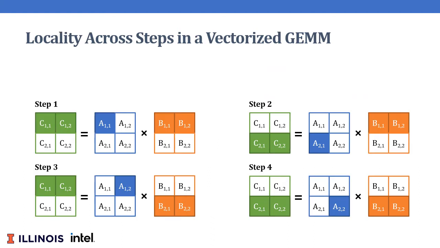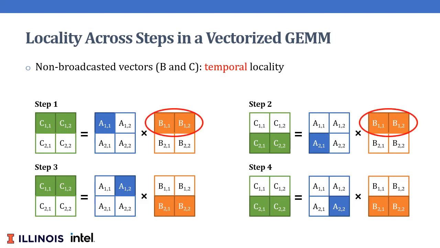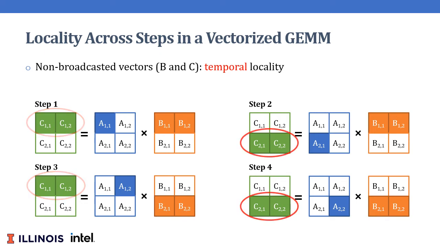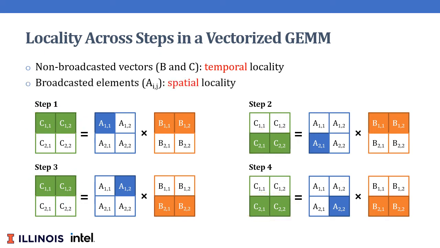We observe different types of locality across steps in the example. First, the non-broadcasted vectors from B and C have temporal locality. As shown, the same vector is being used in different steps. Second, the broadcasted A elements have spatial locality. As shown, neighboring elements are broadcasted in different steps.